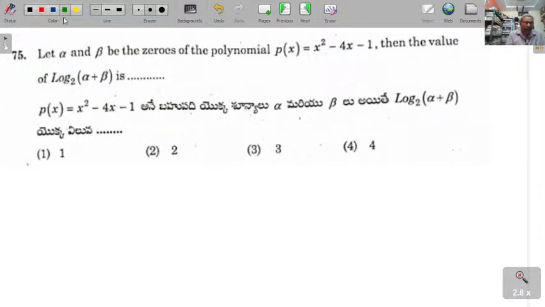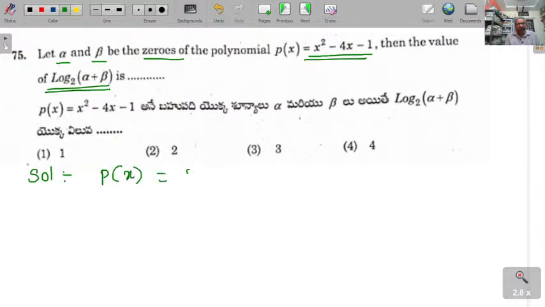That's all. So let alpha comma beta be the zeros of the polynomial P of x equal to x square minus 4x minus 1. Then the value of log of alpha plus beta to the base 2 we need to find out. So, my dear students, first of all we need to find out the sum of the zeros, alpha plus beta. So P of x equals x square minus 4x minus 1 has two zeros.